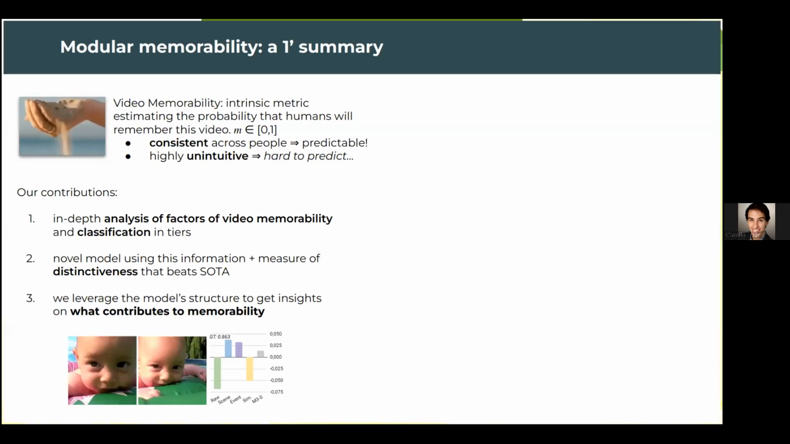We then use this information, this classification, and an additional measure of distinctiveness to build a novel model that beats the state of the art. And then we leverage the model structure to get insights on what contributes to memorability, and we perform an interpretability analysis.